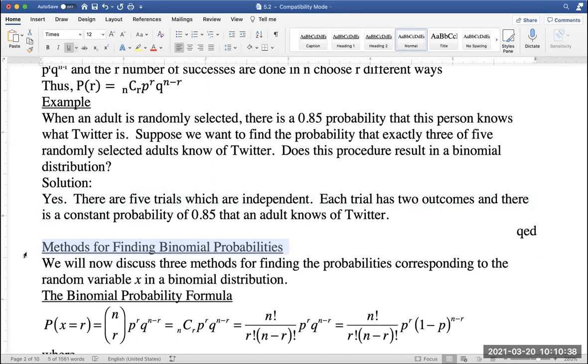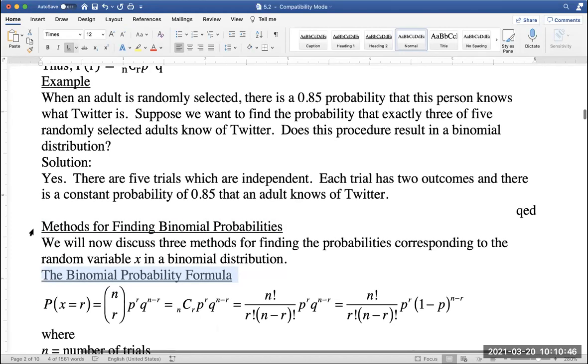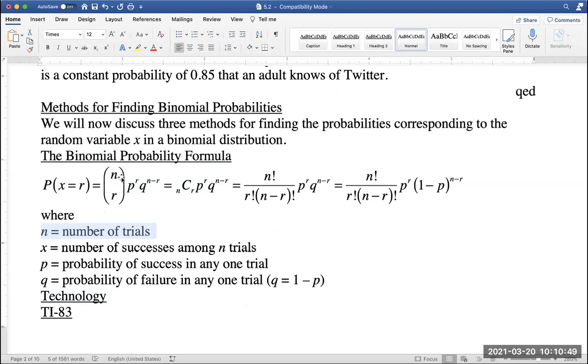Differing ways of finding binomial probabilities are to use the binomial probability formula, or to use some sort of technology. So here, N is the number of trials. X counts the number of successes among the N trials. In this case, you want X to equal R, you want R successes. P is the probability of success in any one trial. Q is the probability of failure in any one trial.